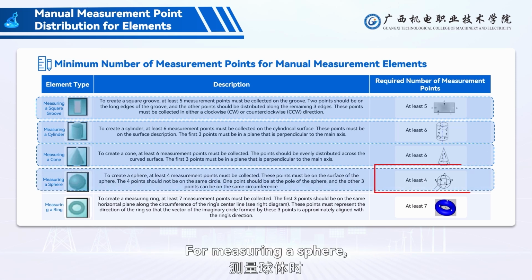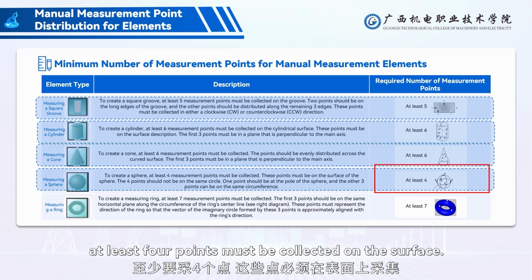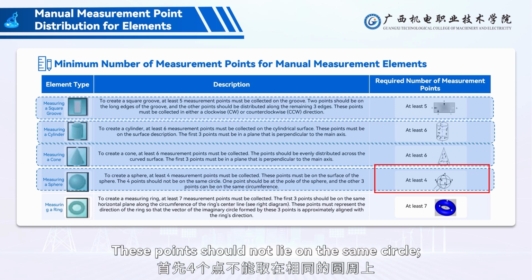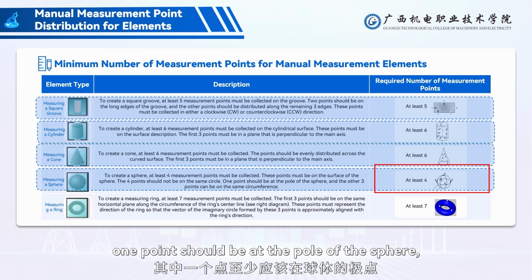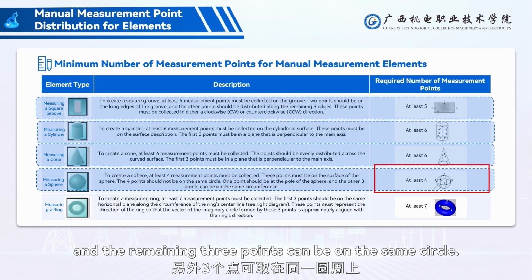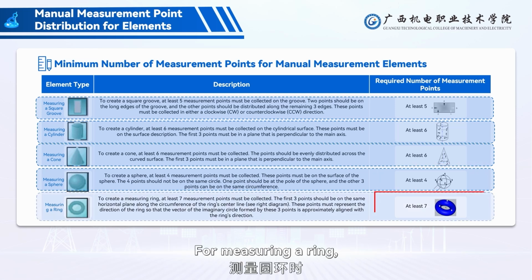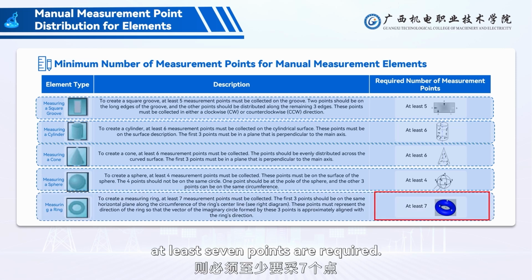For measuring a sphere, at least 4 points must be collected on the surface. These points should not lie on the same circle. 1 point should be at the pole of the sphere, and the remaining 3 points can be on the same circle. For measuring a ring, at least 7 points are required.